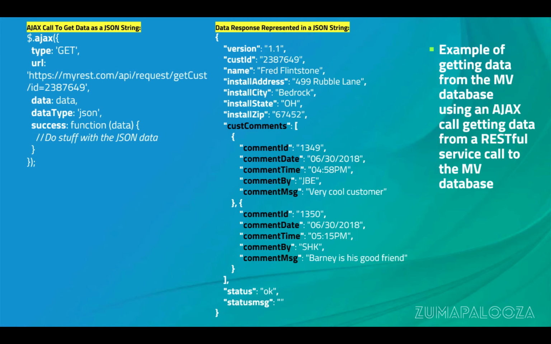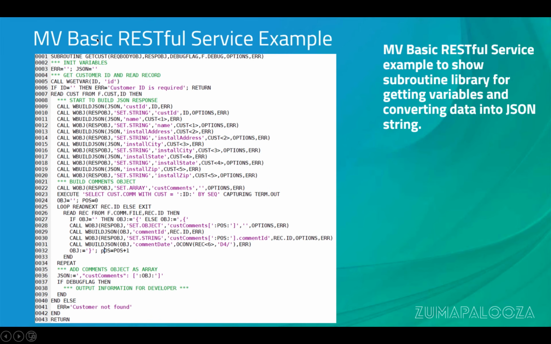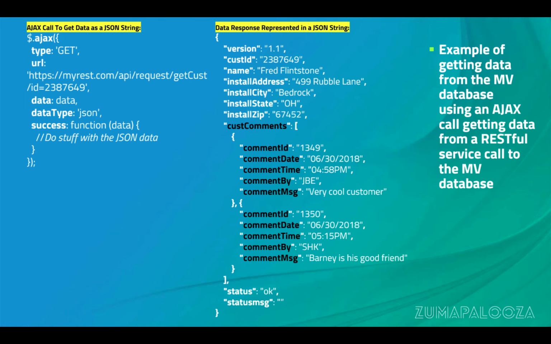So here is what we've been talking about with JSON. On the left side of the screen is an example of an AJAX routine to call the RESTful service that has been written in MV Basic by your programmer. Notice the get cust URL line. If we go back to our Basic program, we see on the top of that Basic program a subroutine called get cust. This is how the URL that is being sent by the web developer knows how to get to the RESTful service on the MV server side.